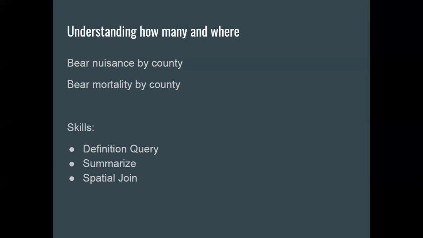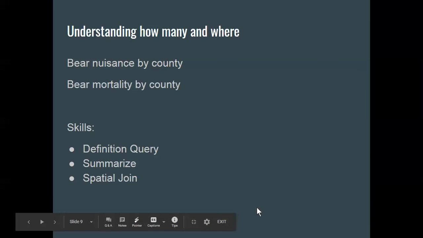So what we're going to learn in this section is three basic skills. We're going to learn how to do a definition query, what it means. We're going to learn how to summarize our data based on an attribute field. And then lastly, we're going to learn something called a spatial join. That is to take the data from one data set and join it to another based on its location. So in this case, we're going to join the number of bears of a given time that are alive to a county. All right, so that's where we're going to go.